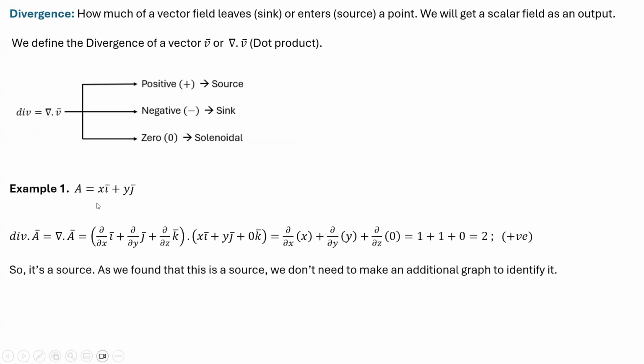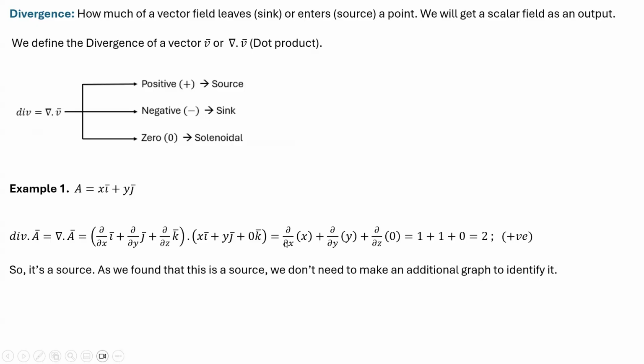We'll see some examples now. For this example, we have been told to find the divergence. Similarly, we set up the formation with this function and do the dot product. Here, del by del x i cap goes with this x i cap, del by del y j cap goes with y j cap, and del by del z k cap goes with 0 k cap.